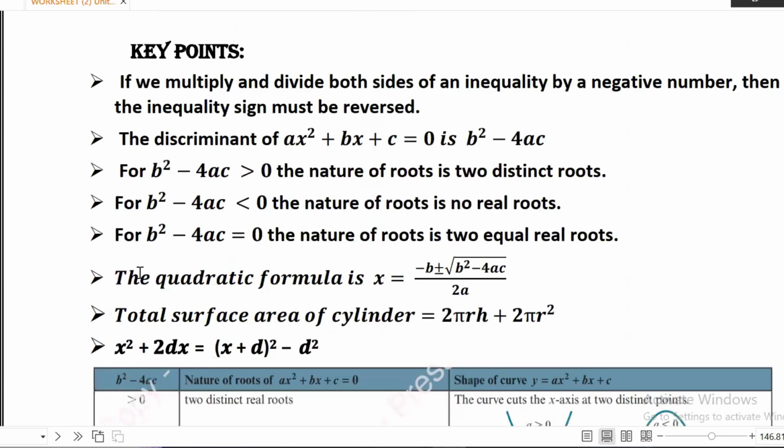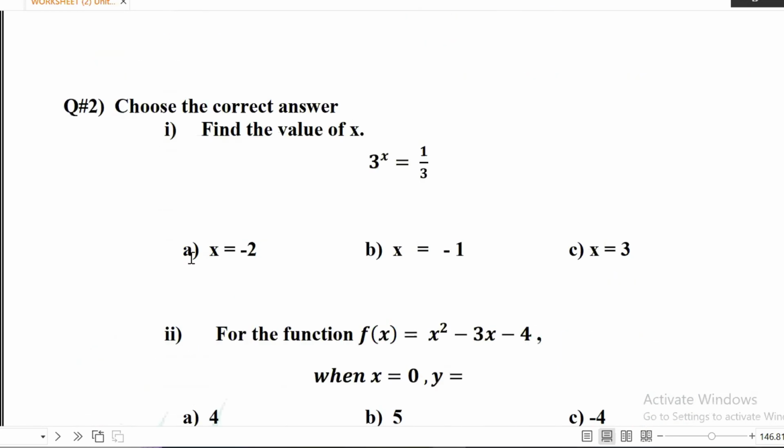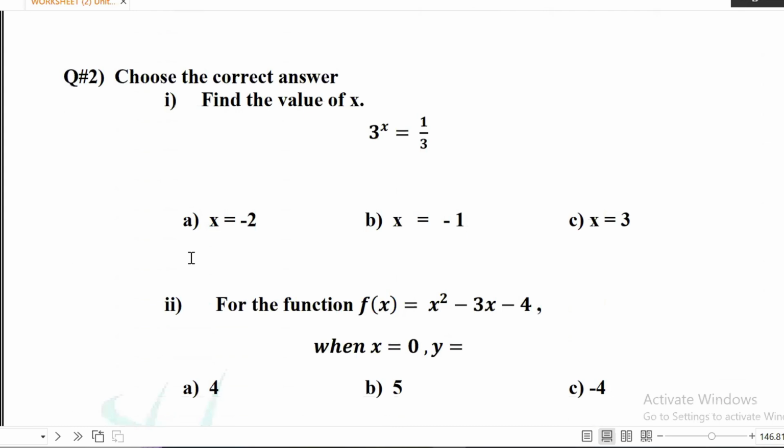Next, these are the key points that will help you as well, most of them formulas. So here in this question, we will find the correct choices. If we check the first one, we will apply the indices concept. We can say that 3 power x is equal to 3 power minus 1. When the bases are the same, we just compare the powers. So B is the correct answer.